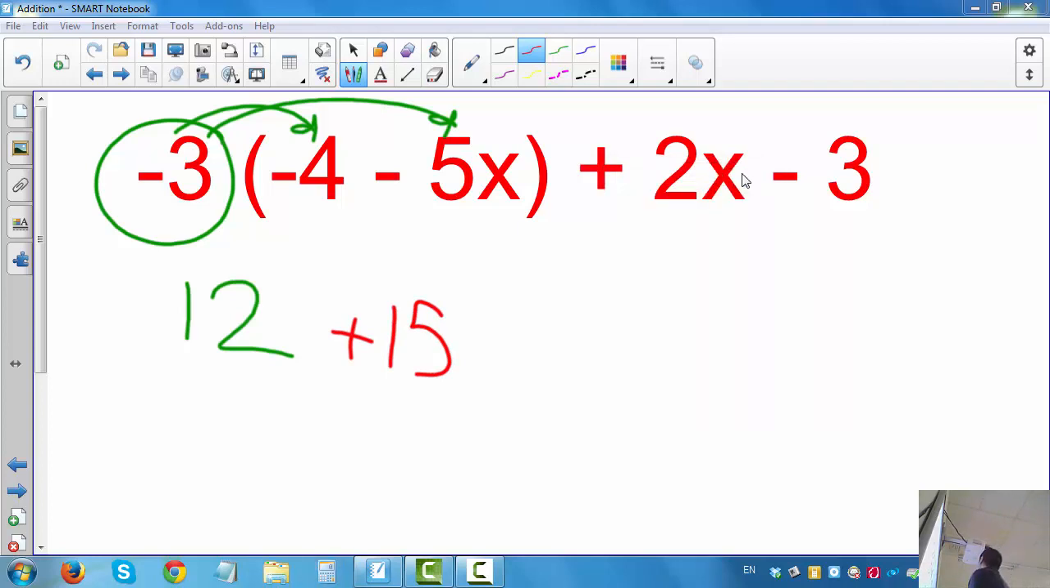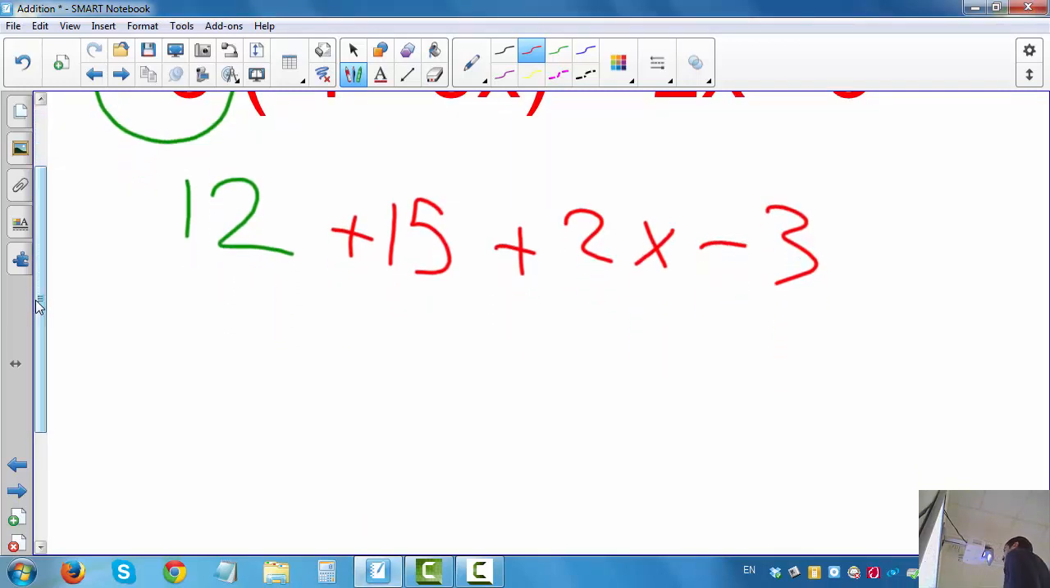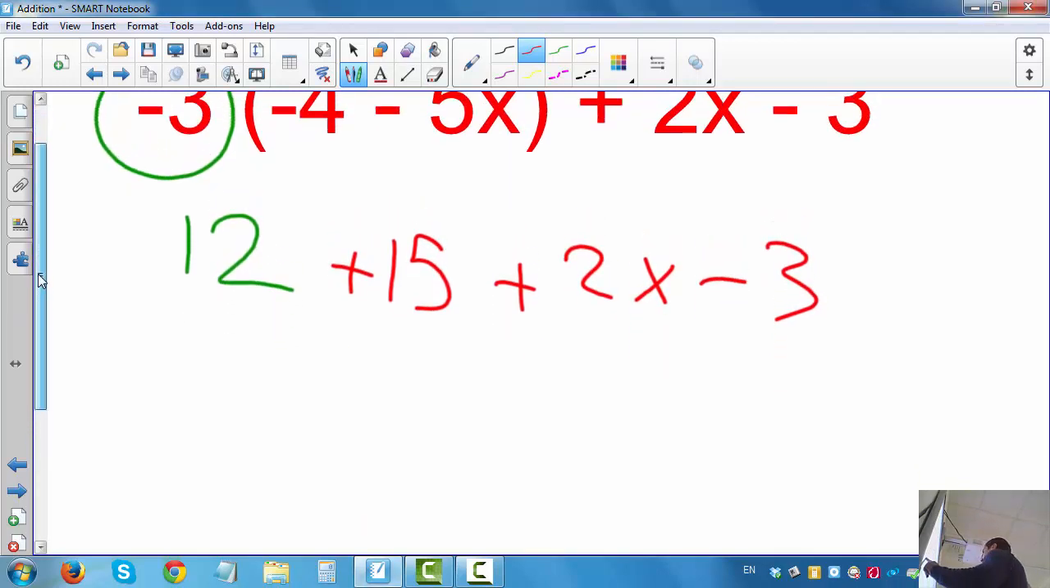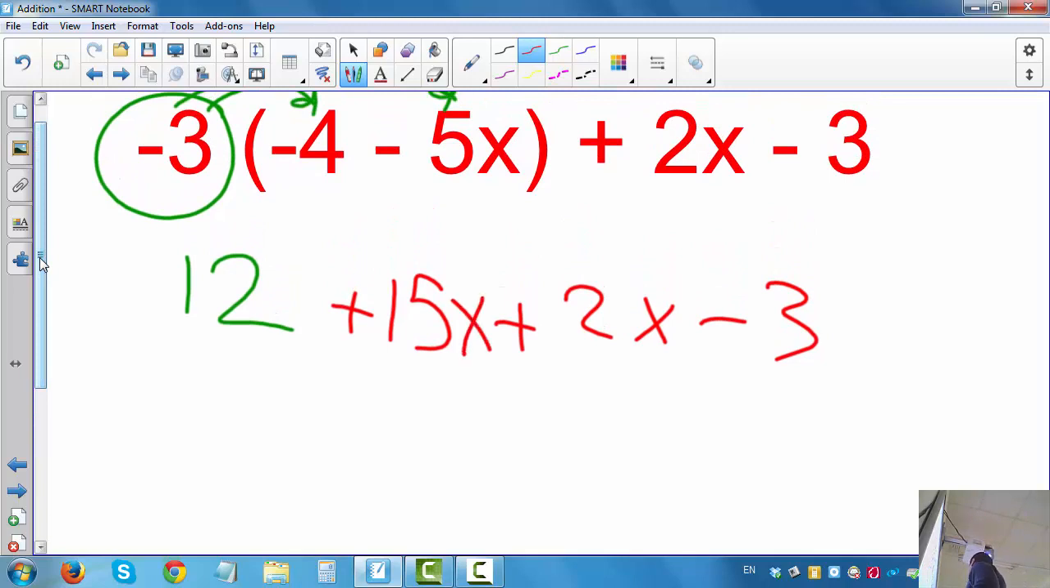So I'm going to write down the rest, plus 2x minus 3. Now let me organize here. Oh, I forgot the x here. Please do not forget it, otherwise you won't get the question right. So please remember that. Minus 3 times minus 5 is 15x.